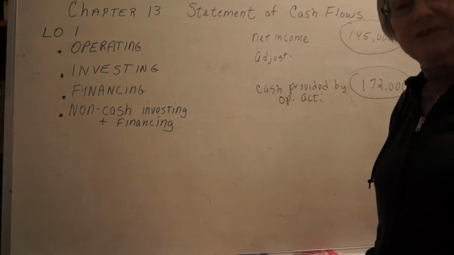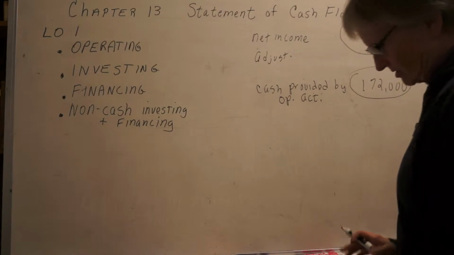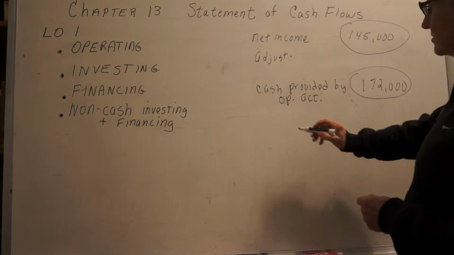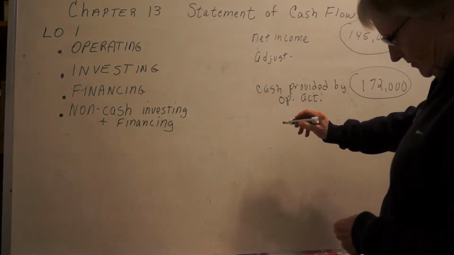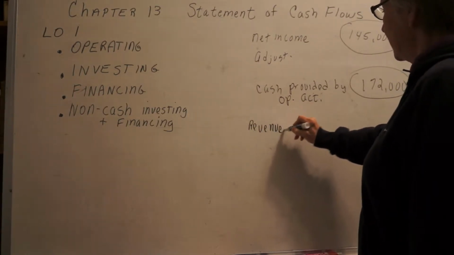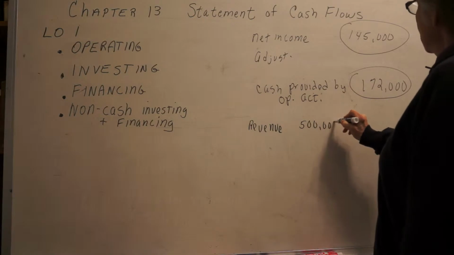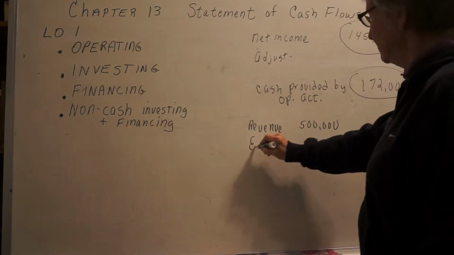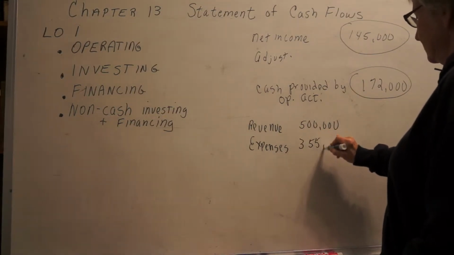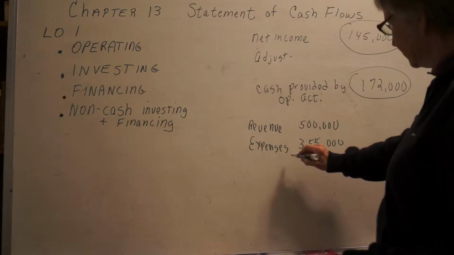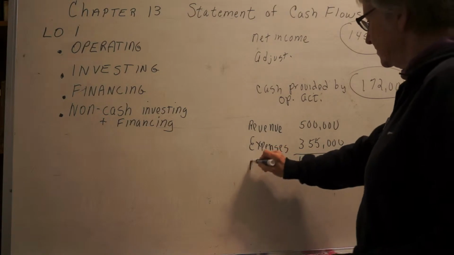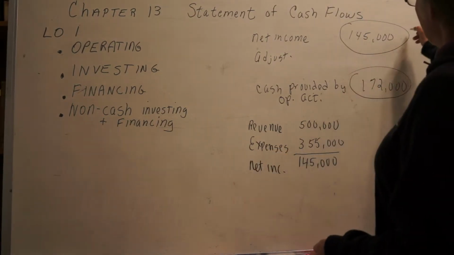What's that all about? Well, let's think about it. Why would they be different? Why is net income different from cash? So if you think about the various expenses, and I'm just going to make up a revenue number here. Say we had revenue of $500,000, and then we had our expenses of $355, and this is just so you can visualize what this is all about. And then we would come down to net income of $145. This number right here.